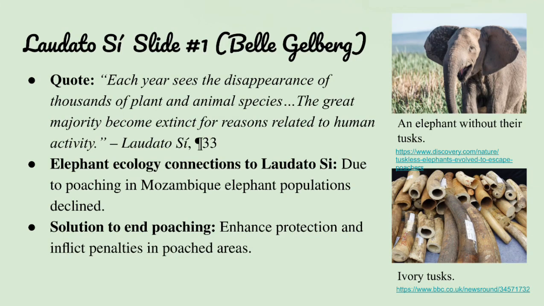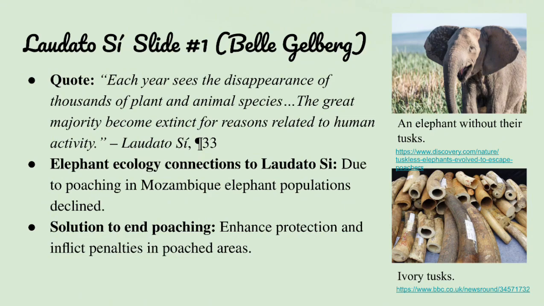So for our first slide, the quote is, "Each year sees the disappearance of thousands of plant and animal species, the great majority become extinct for reasons related to human activity." To connect this to elephant ecology, due to the poaching in Mozambique, which is what we learned throughout the whole unit and then also throughout the labs, elephant populations drastically declined, and they strongly impact their ecosystem. So without them, other animals suffer.